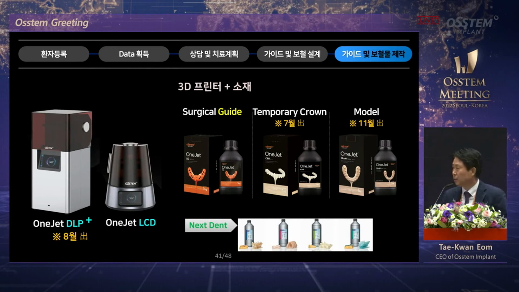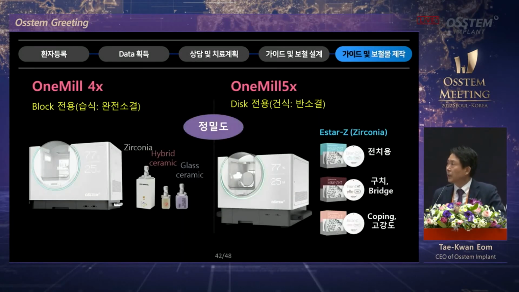Next, dental material is provided. This is the best around the world up to now. The problem is it's expensive, so we localize it. Surgical guide, temporary crown, and model materials are developed, and they will be launched.